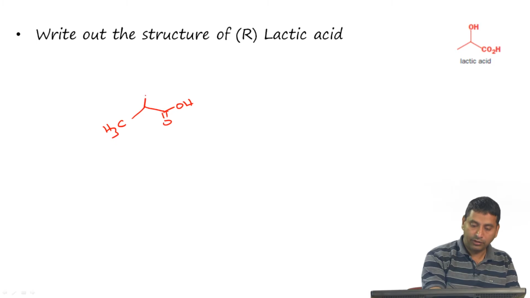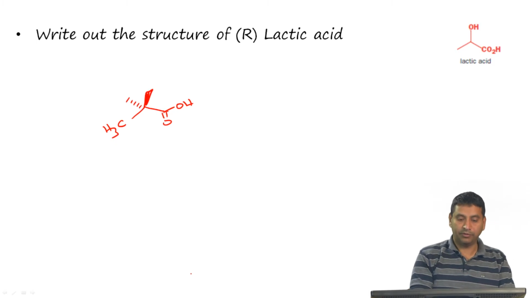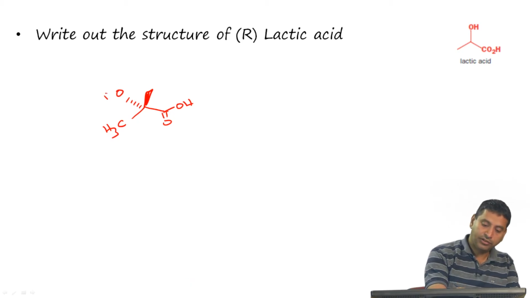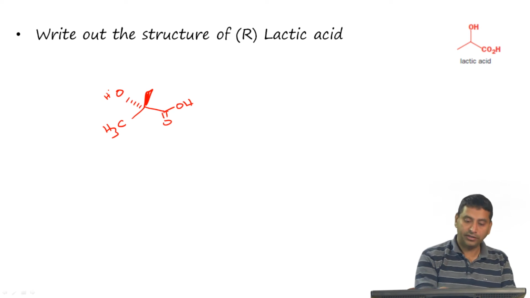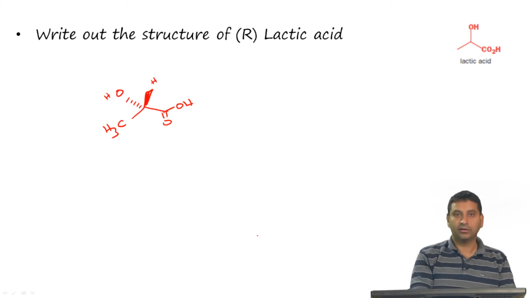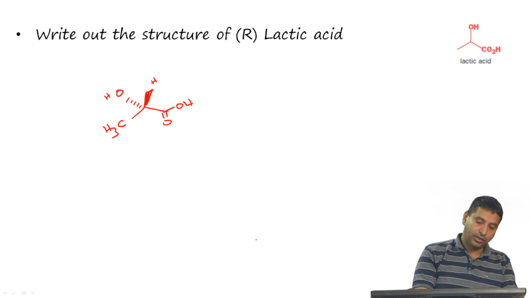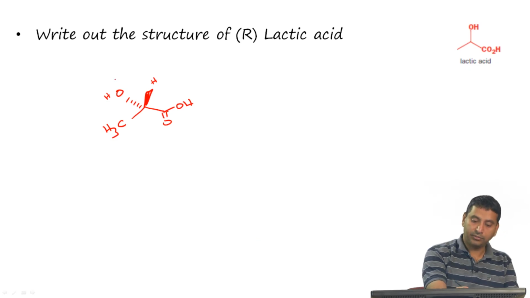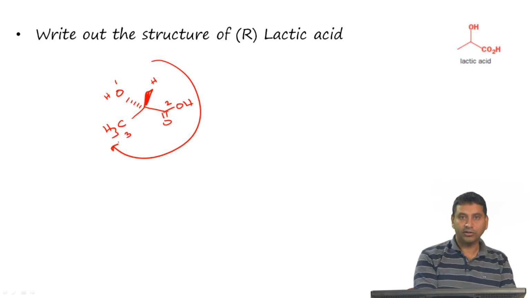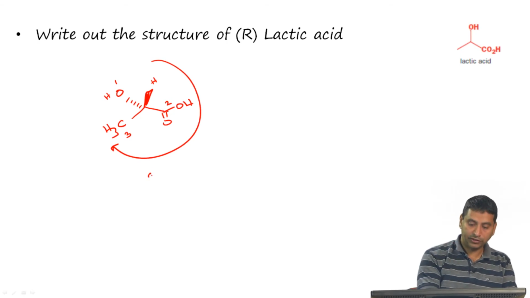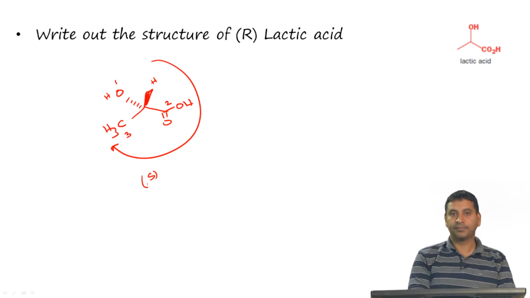and I will just assign this stereochemistry. We will put this stereochemistry over here, and now let me start by putting the hydroxyl group inside and hydrogen towards me. Now, let us assign the priorities. This is priority number 1, number 2, number 3. So, this is going clockwise, but since the hydrogen is towards us, this becomes S.